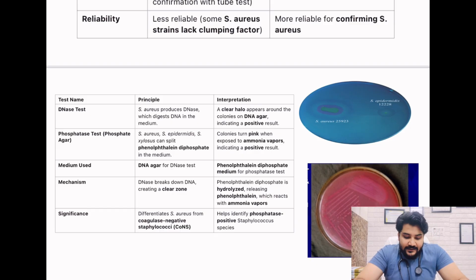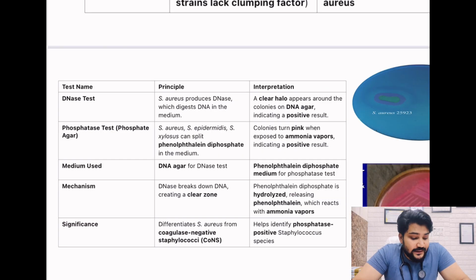Then the second test is your phosphatase test. This is your phosphatase agar. In that, the pink colony of your staphylococcus will be formed. And how they function, I will tell you, but first I will deal with the DNase test. So what is the function of the DNase test?